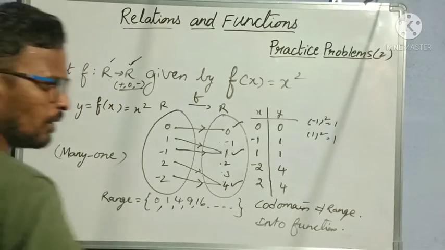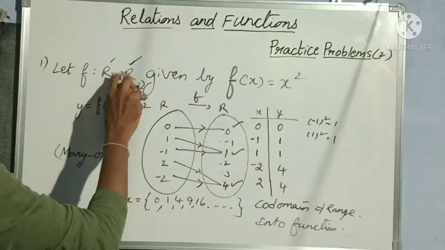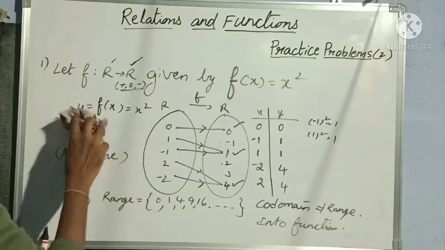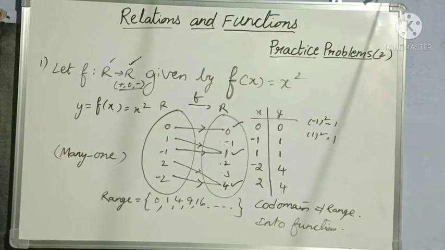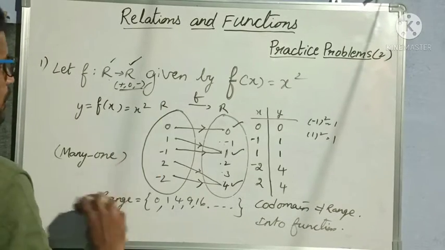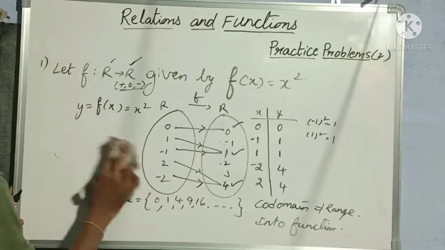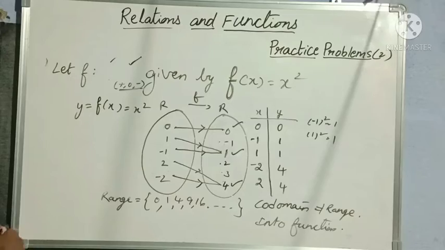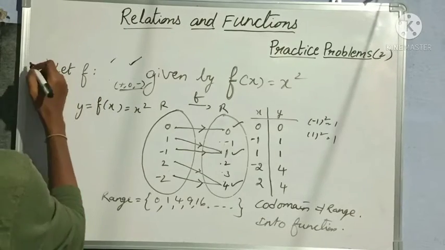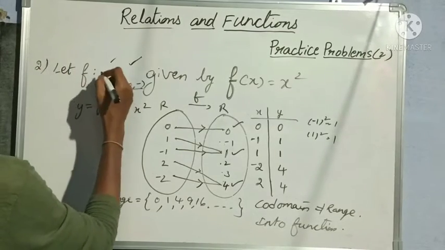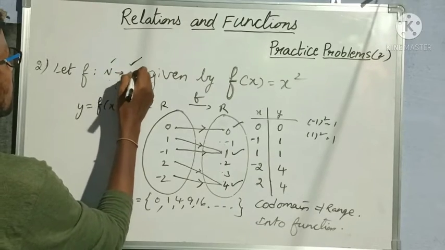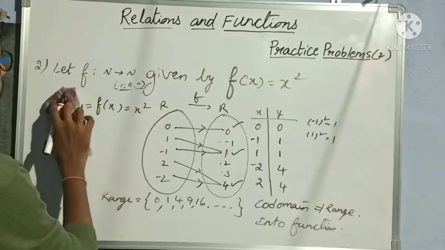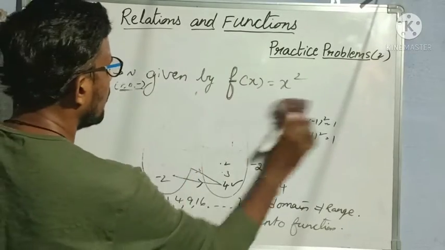Okay? First suppose if the function is not R to R, if it is only natural numbers, then what will be such case? What will be the answer in such case? Let us see now. Okay? So here instead of R to R, our second question, same f of x is equal to x square, but our function is from only natural numbers to natural numbers. Okay? Then what happens and what type of function we are getting? Let us see now.